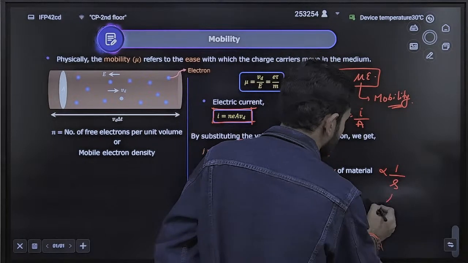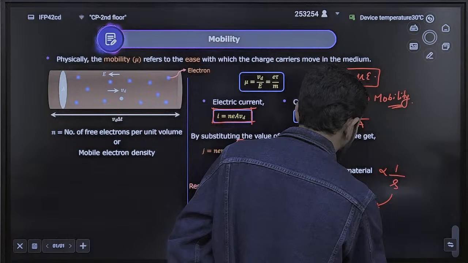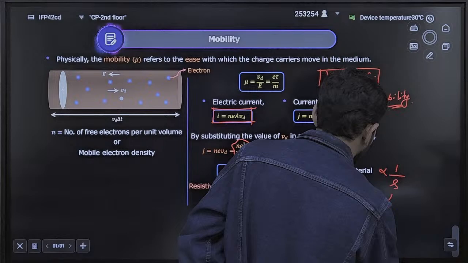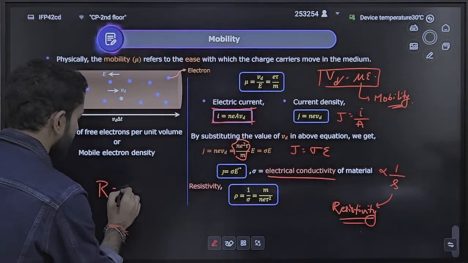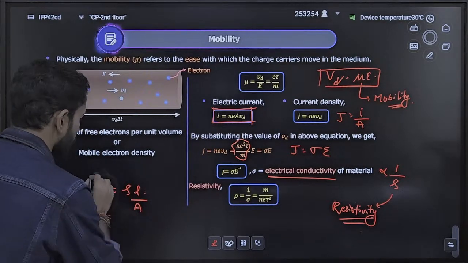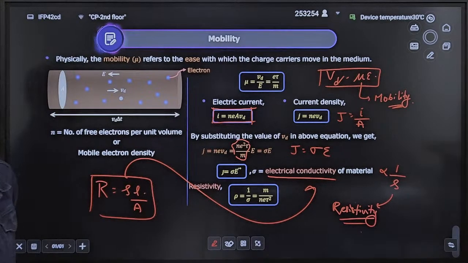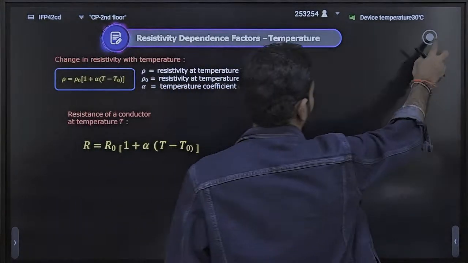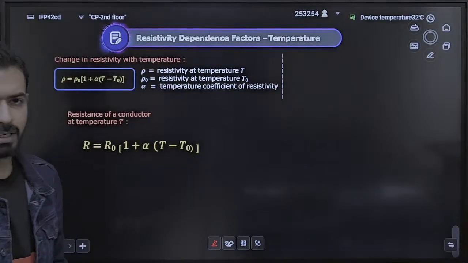Now what is this rho? Rho is nothing but the resistivity. It becomes 1 by rho in a later chapter, and what we call resistance, remember the formula, resistance is equal to rho L by A. This rho is coming from here. It is equal to nothing but 1 by sigma. These are some relations that we are looking for. Next, the dependence of resistivity on temperature: how resistivity is dependent and how resistance is dependent.